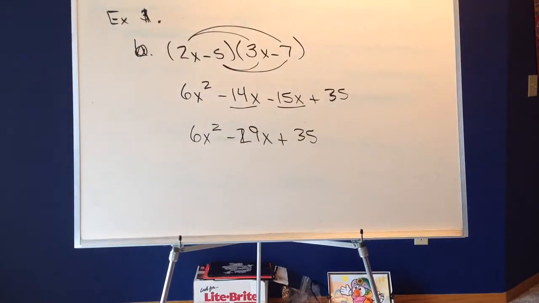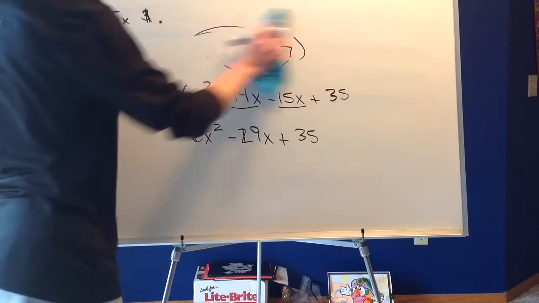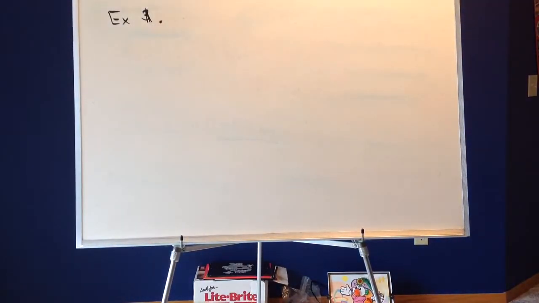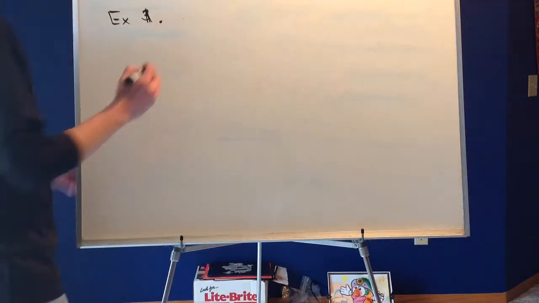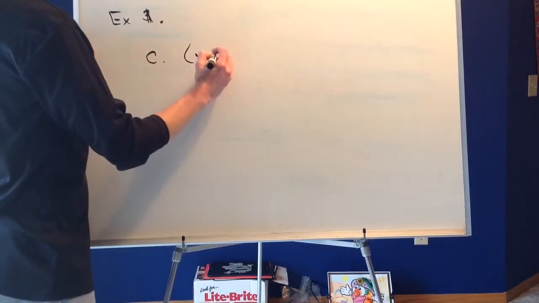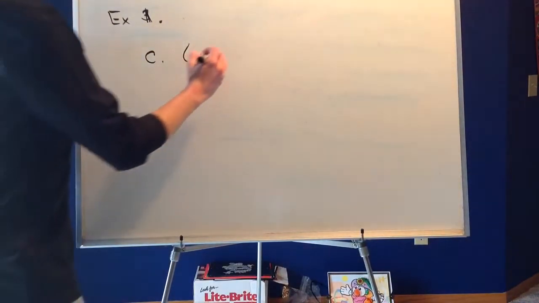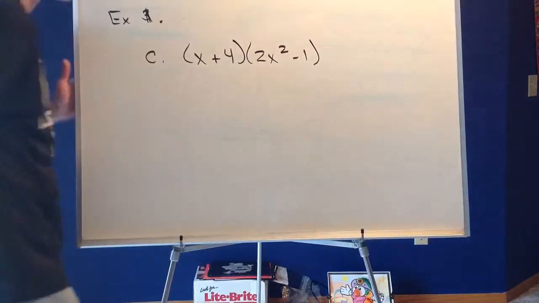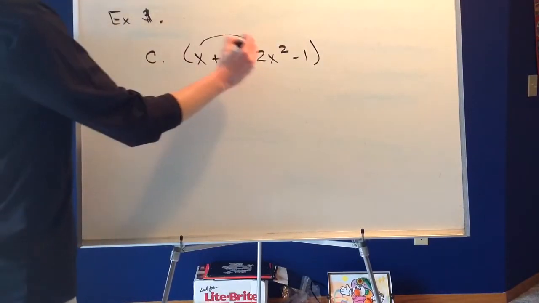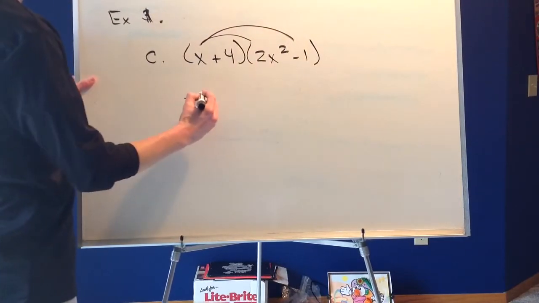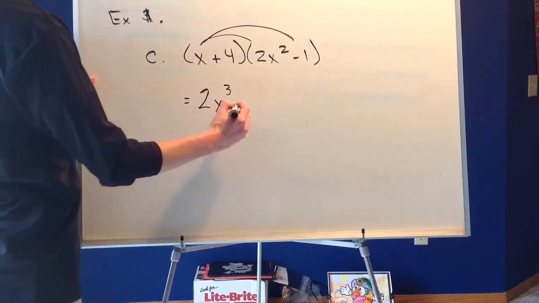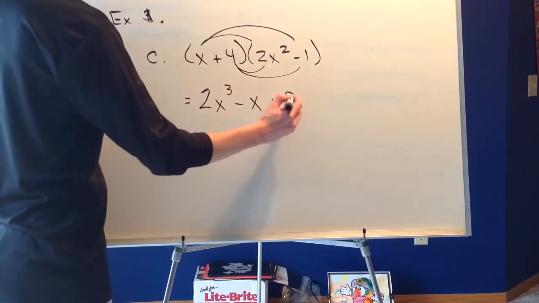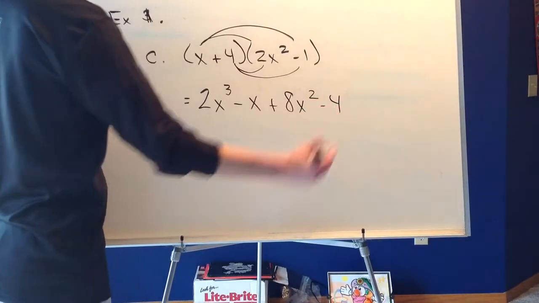Okay, and then we'll do one more here with C. You'll notice this one has an extra exponent in it. Not going to change anything though. We can still go about it the exact same way. So for C, you're going to have x plus 4 and 2x squared minus 1. So we'll go ahead and distribute the x to both of them. This time we'll end up with 2x to the third minus x, and then we'll distribute the 4. So we'll end up with 8x squared minus 4.